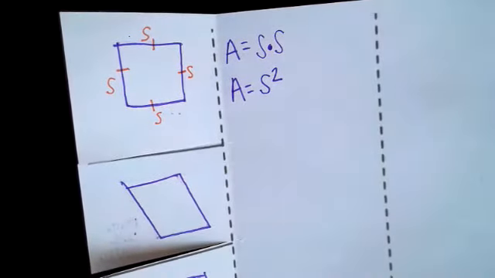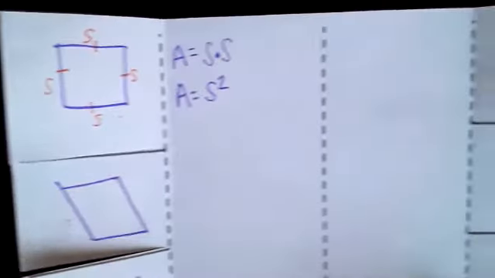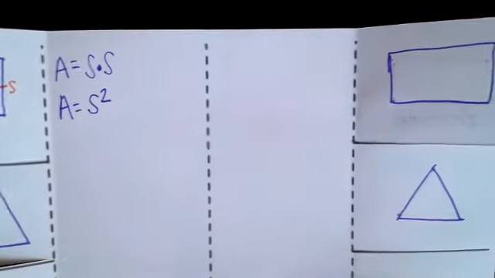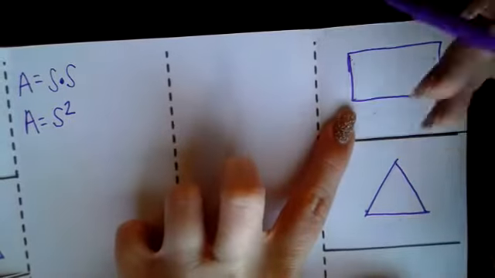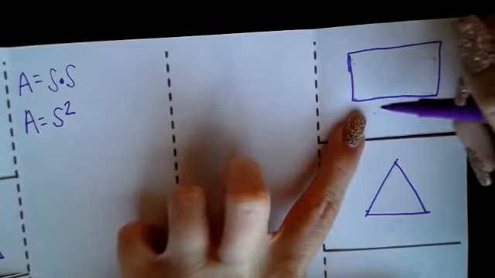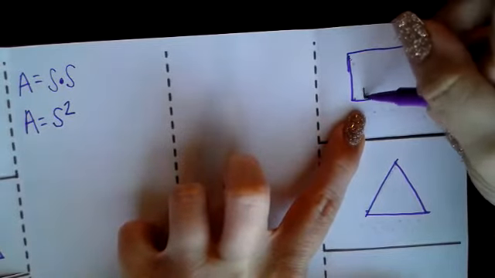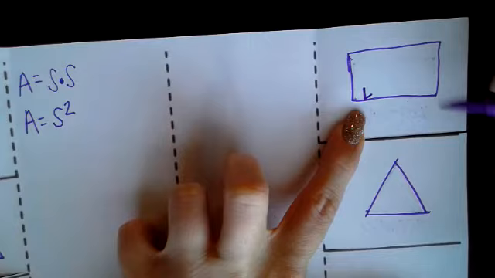Now, a rectangle, on the other hand, is similar, except the sides on a rectangle are not necessarily congruent or equal to each other. So in a rectangle, we typically think of the longest side. This is the length, which we could label with the letter L.